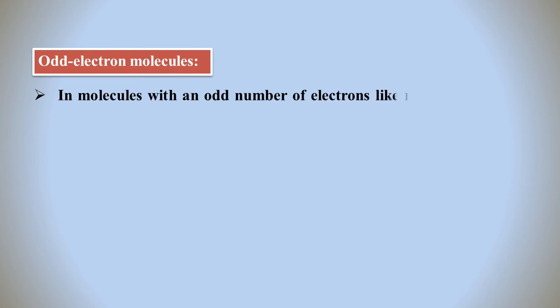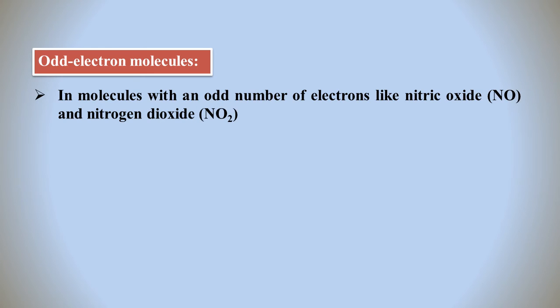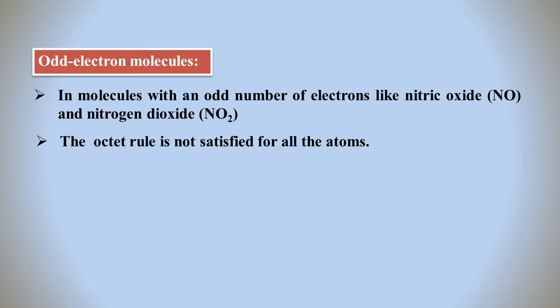Odd electron molecules. In some molecules, we have an odd number of electrons, like nitric oxide, NO, and nitrogen dioxide. So the octet rule is not satisfied for all the atoms. We have limitations or exceptions to the octet rule in some compounds. Here we have a covalent bond, but it does not obey the octet rule, or it makes a limitation for it.